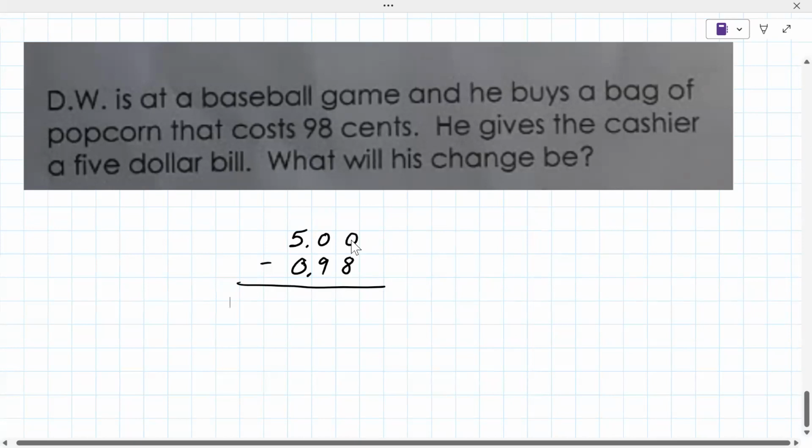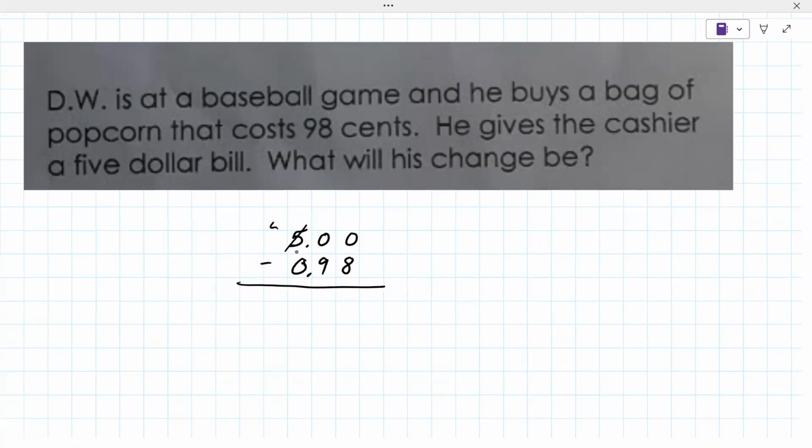0 is less than 8, so you have to borrow. What does the 5 become when you borrow? 4. What does this 0 become? A 9. And what does the last 0 become? A 10. All right, so could you subtract for me, please? 5, 4, 3. 0, 4.